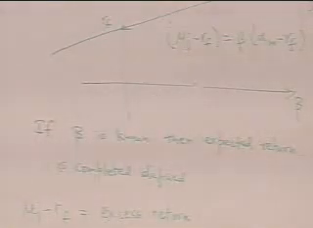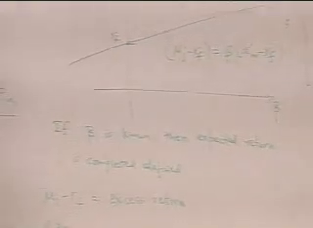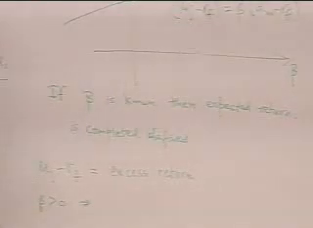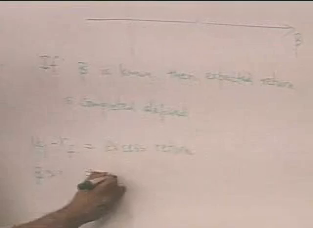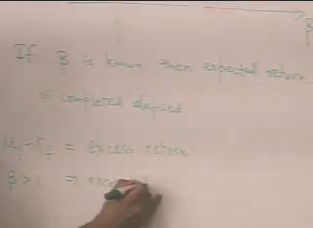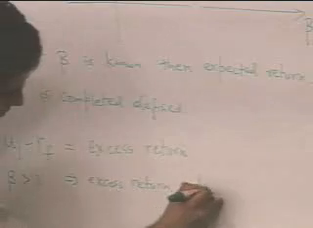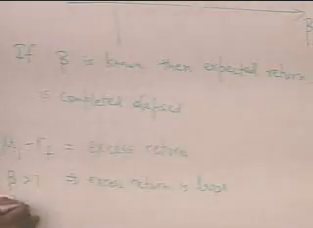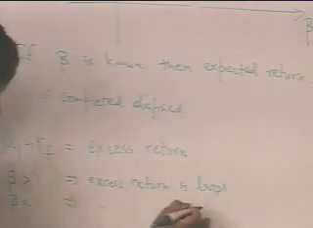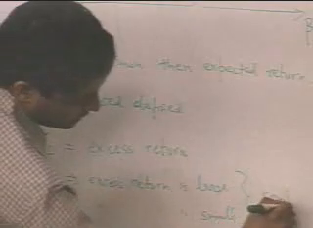So if beta is positive, it implies that the excess return, let's make it less. If beta is greater than 1, it implies the excess return is large. And if beta is less than 1, it means that the excess return is small. All of this is compared to market.